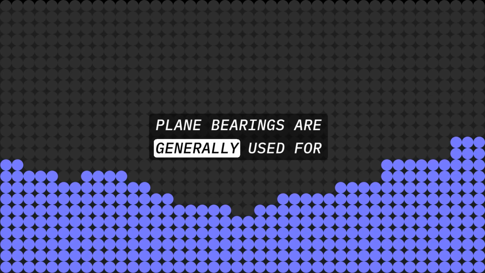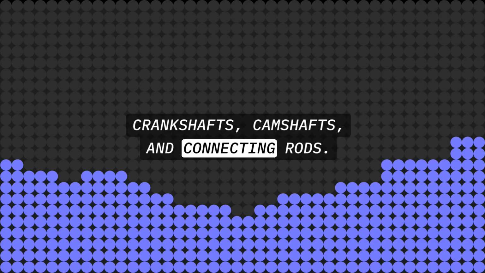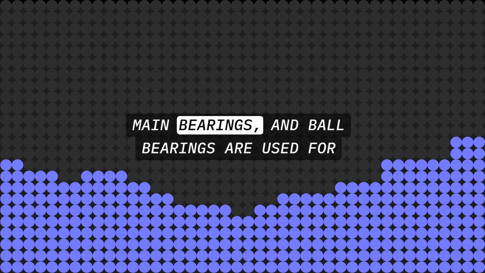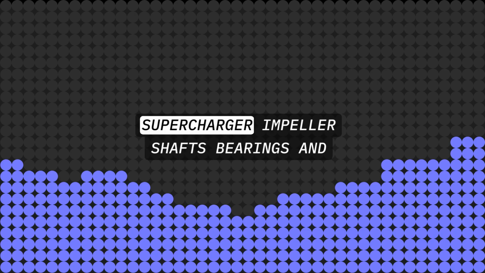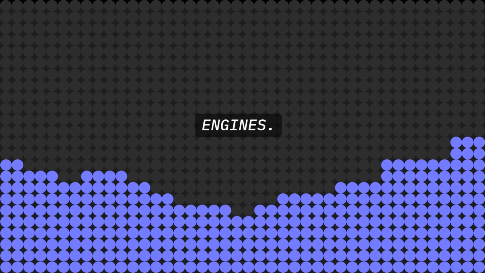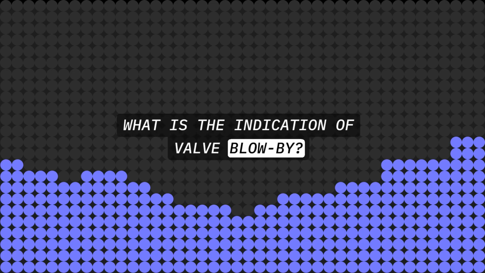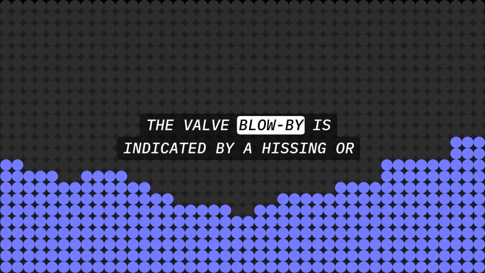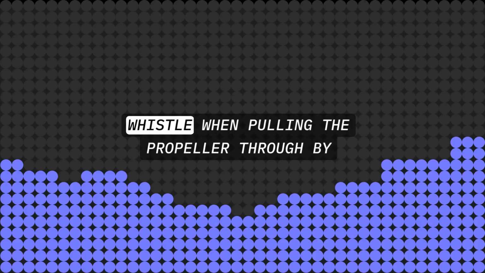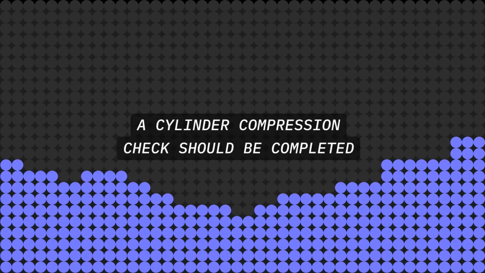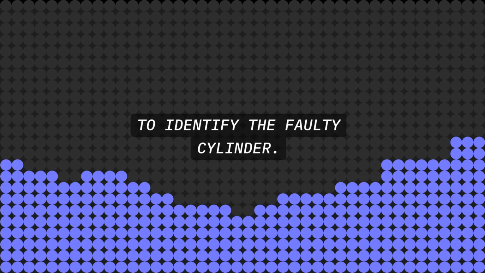Plain bearings are generally used for crankshafts, camshafts, and connecting rods. Roller bearings are used primarily as crankshaft main bearings, and ball bearings are used for supercharger impeller shaft bearings and crankshaft thrust bearings on large radial engines. What is the indication of valve blow-by? Valve blow-by is indicated by a hissing or whistle when pulling the propeller through by hand. A cylinder compression check should be completed to identify the faulty cylinder.